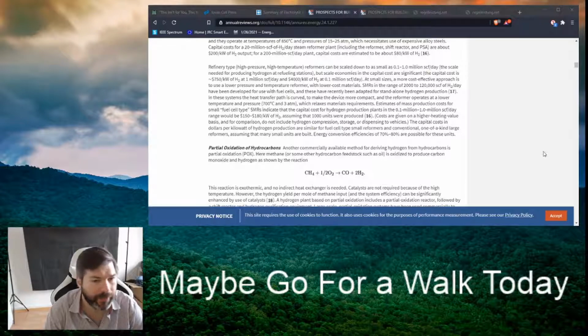Refinery type. A high pressure, high temperature reformer can be scaled down to as small as 0.1 to 1 million SCF a day, the scale needed for producing hydrogen at refueling stations. But scale economies and the capital cost are significant. Capital cost is $750 per kilowatt hour of H2 at 1 million SCF a day, and $4,000 per kilowatt of H2 at 0.1 million SCF a day.